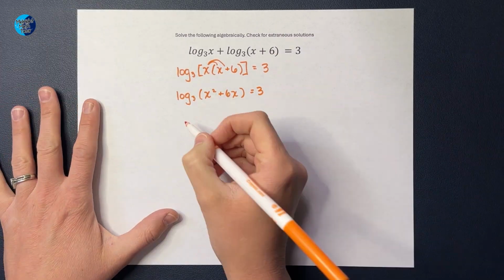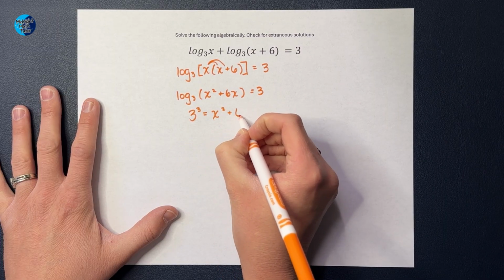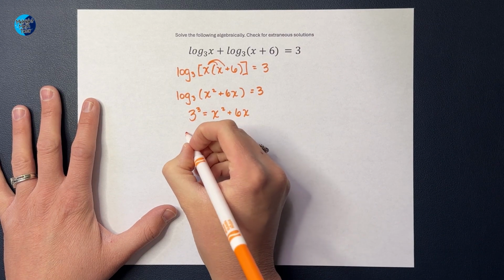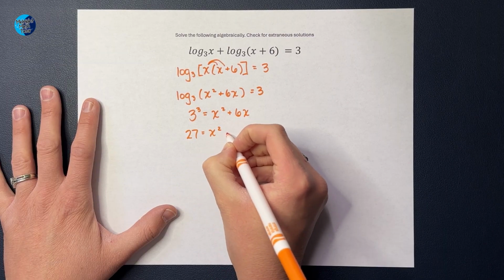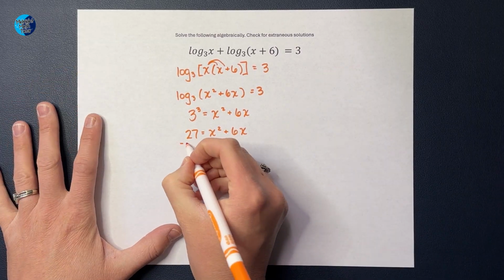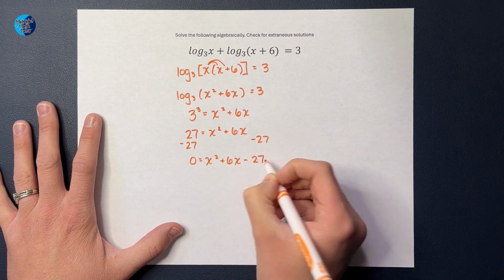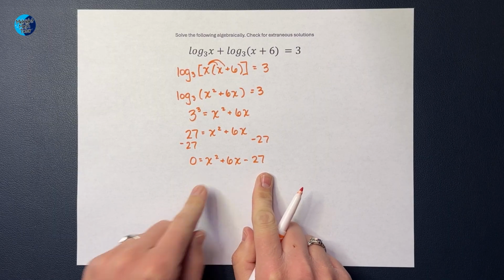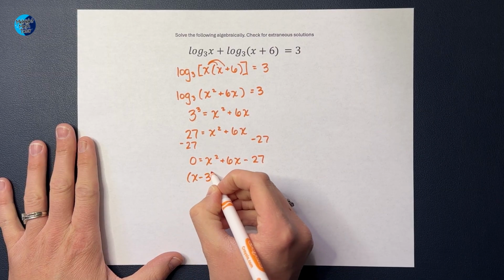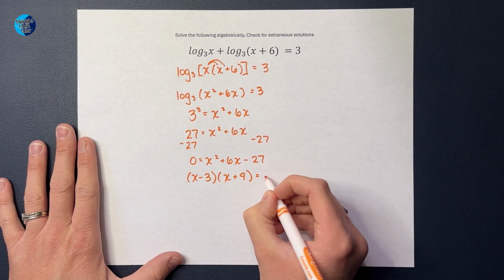Now I can go ahead and convert this to exponential form, so I'll have 3 to the third equals x squared plus 6x. Now 3 to the third is 27. So 27 equals x squared plus 6x. Again, I'm going to have to factor to figure this out. So I'm going to subtract 27 from both sides. And I end up with 0 equal to this. Now, when I factor this quadratic equation, I'm going to have x minus 3 times x plus 9. And this is still equal to 0.